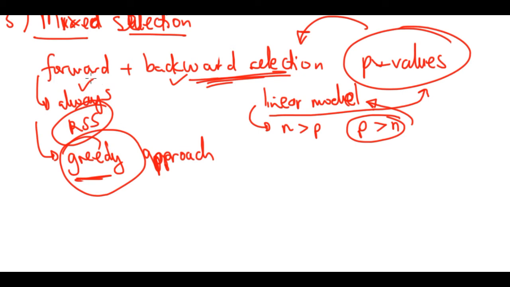selection. The mixed selection would be perfect in that case because mixed selection will say, you added newspaper before, but now, at my third step when I added TV, newspaper stopped having a good p-value, so I'm taking it out. So mixed selection will take care of such a situation.